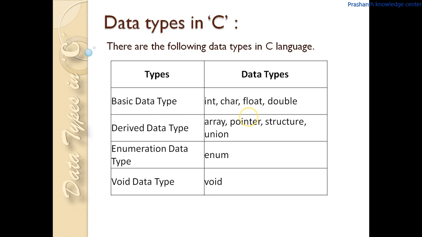In detail, we will see about each and every topic in the coming classes. And the enumerated data type is enum. Enum is the keyword for that data type. And void is the keyword for the void data type. These are all the types of data types used in C.